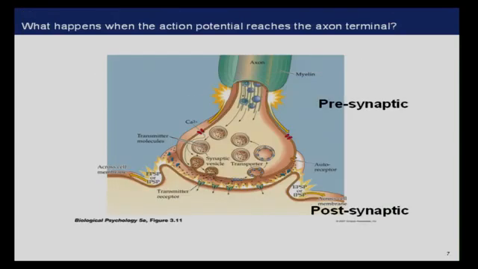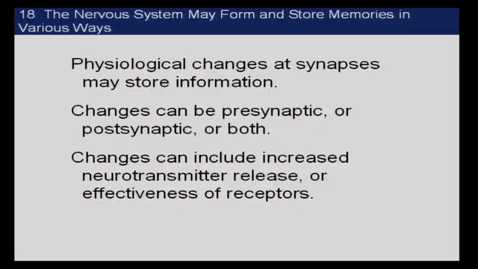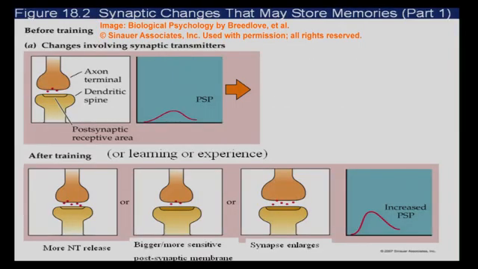Actually, you could imagine that mechanisms can both increase the number of voltage-dependent calcium channels and increase the number of excitatory receptors on the postsynaptic side, and that would really ramp up the synaptic response at this particular synapse. So it can be presynaptic, postsynaptic, or both. And changes can include increases in neurotransmitter release that we talked about through increases in voltage-gated calcium channels, or effectiveness of receptors. Effectiveness in terms of numbers of receptors, or you could enhance receptors in a variety of other ways. So let's just look at this at a much more detailed level.